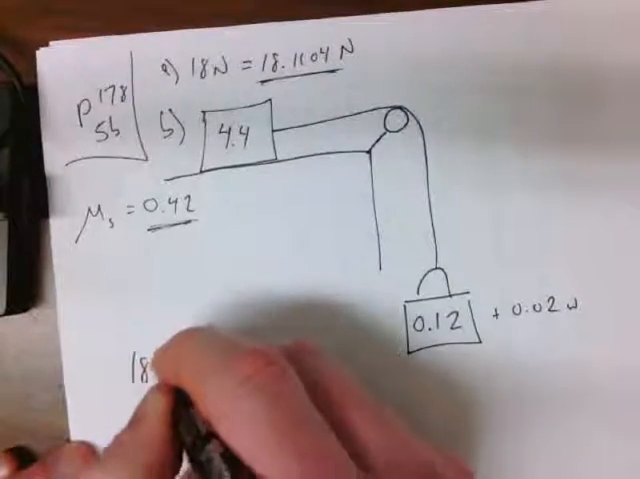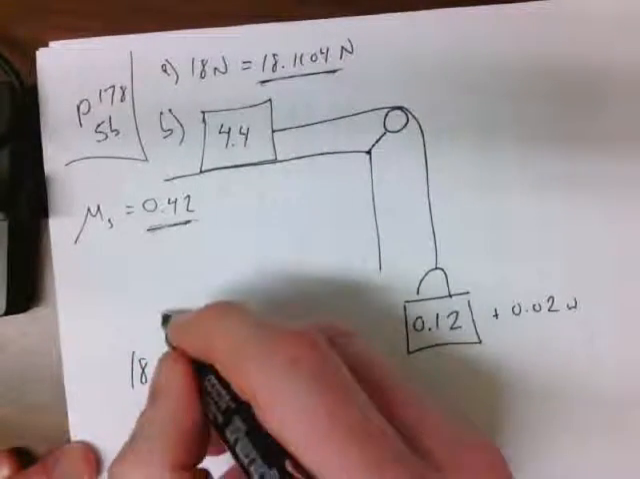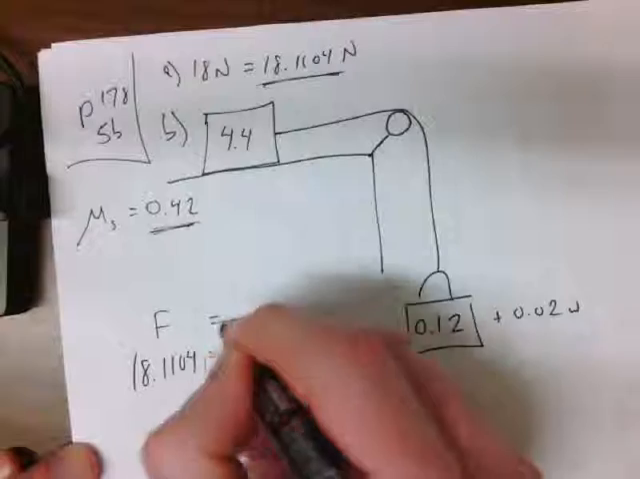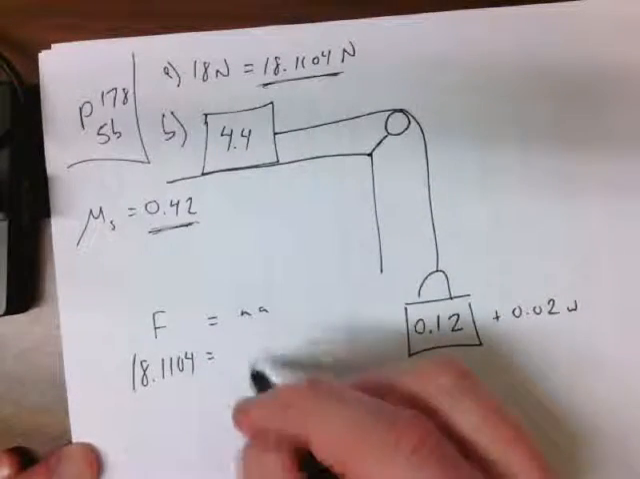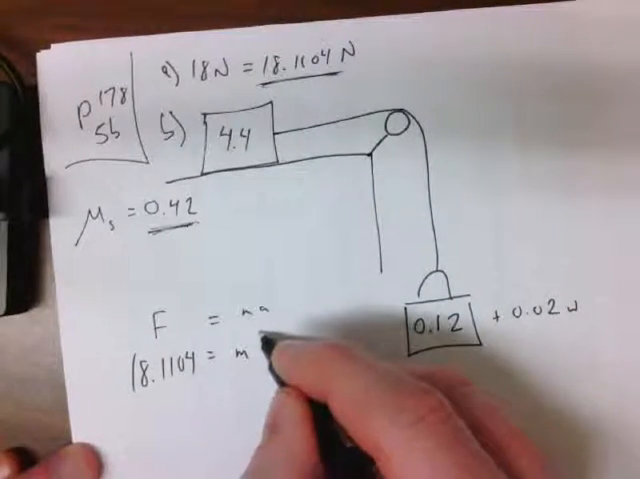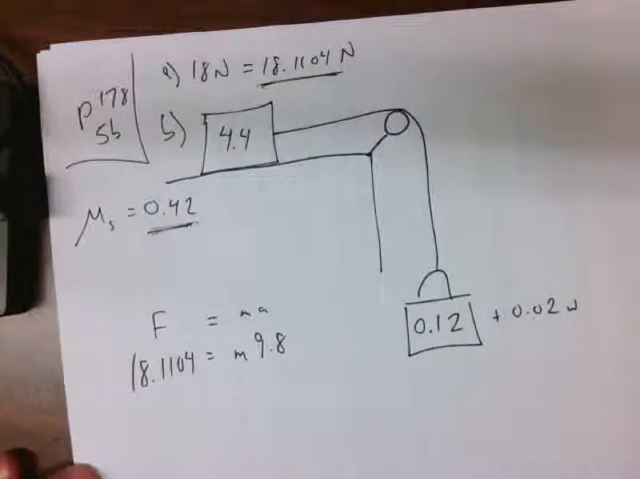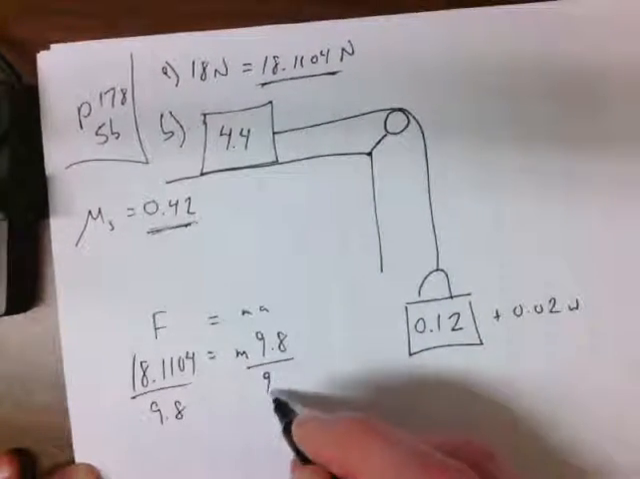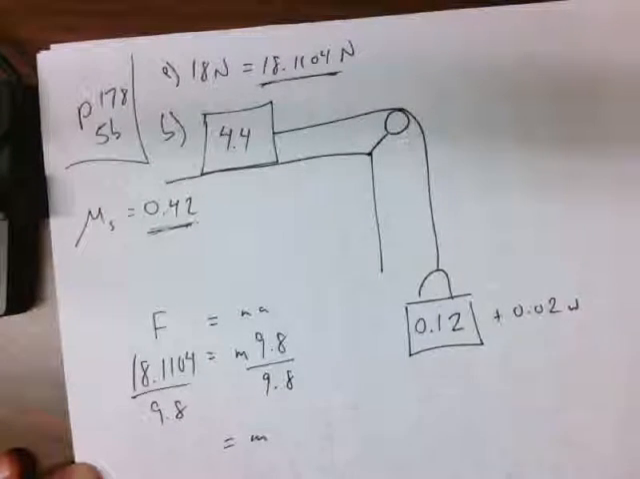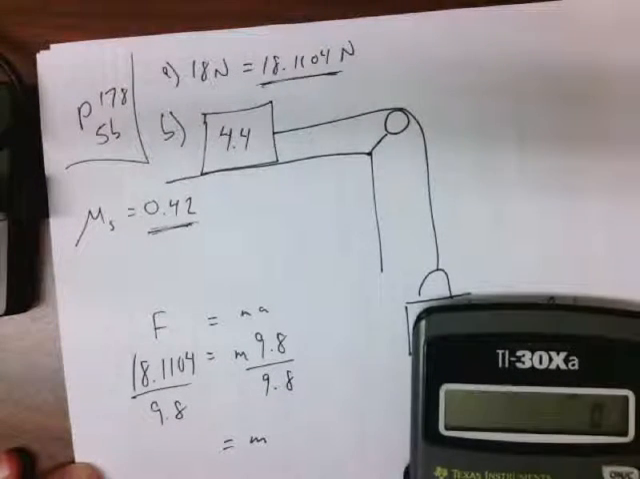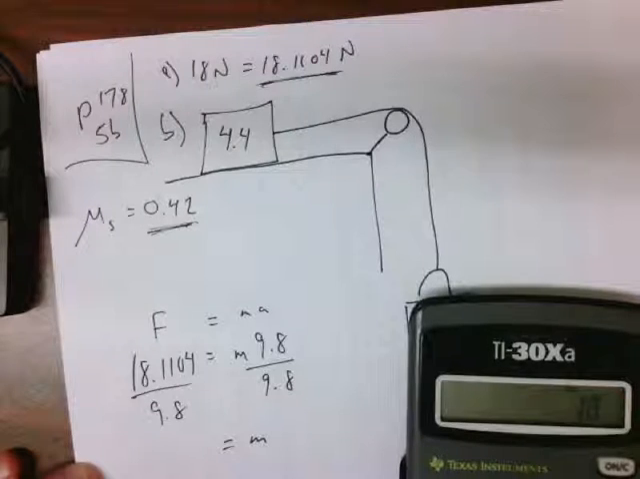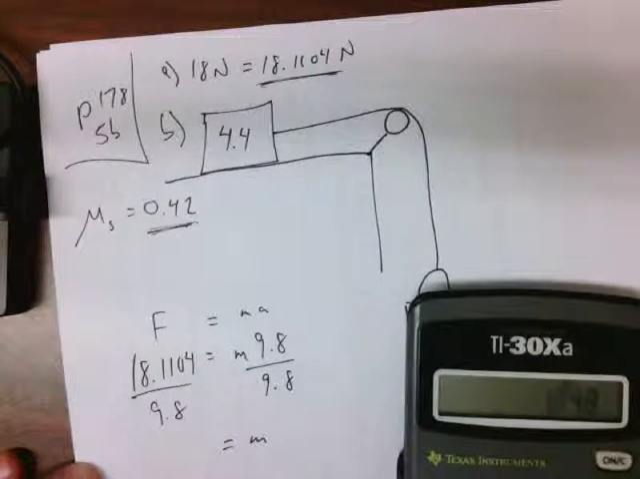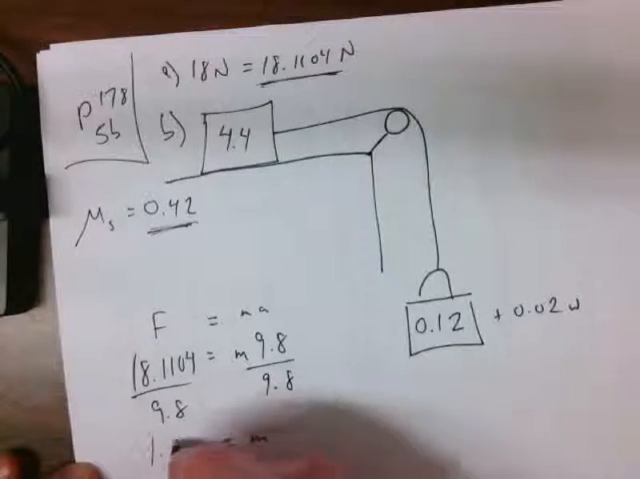So we have 18.1104. This is force equals mass times acceleration. Mass times 9.8. So we're going to divide both sides by 9.8 to figure out what the mass of this bucket and washers is. So 18.1104 divided by 9.8 equals 1.848.